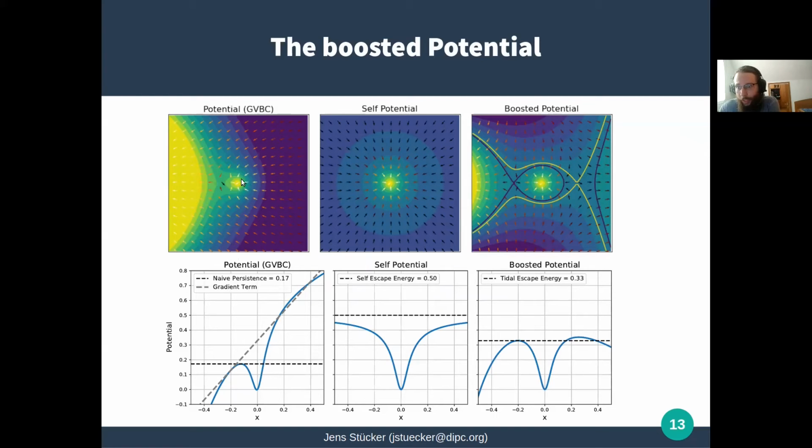So let's look at how this would look in practice. This is the potential landscape of something like the Sun plus the Earth, so one very massive body and one very low-mass body. At the bottom left, you see this in 1D. And you see that we have a very weak minimum with a very small persistence, and there's this large-scale gradient totally messing up my potential landscape close to the Earth.